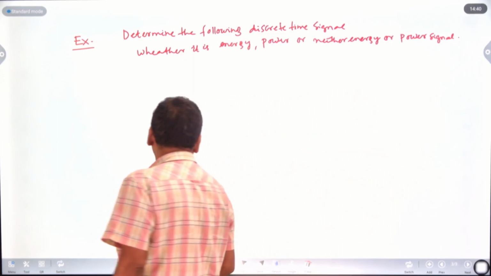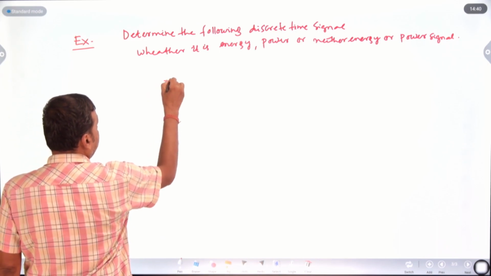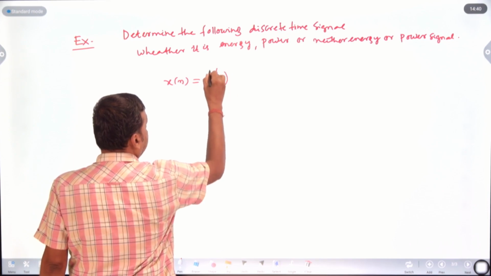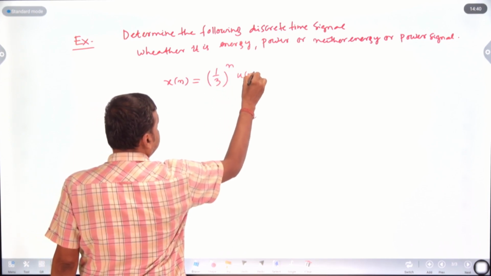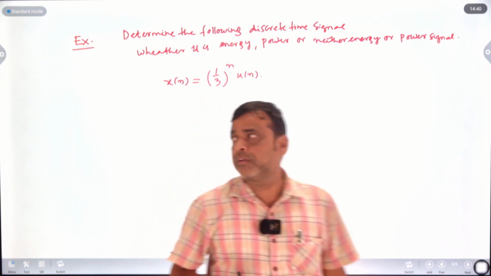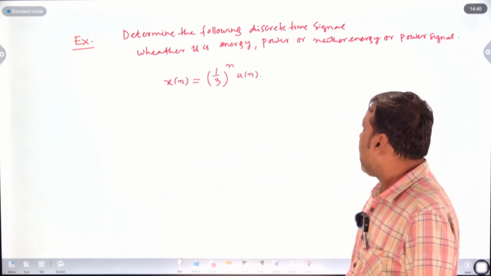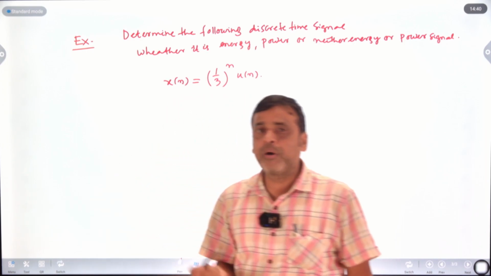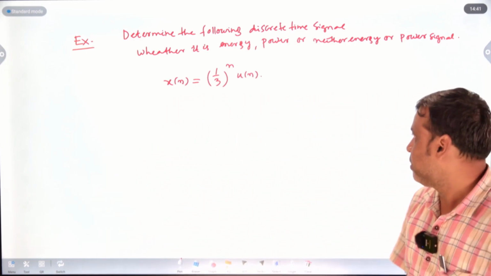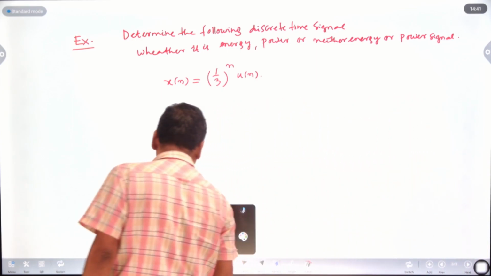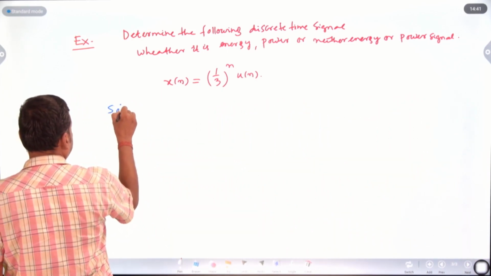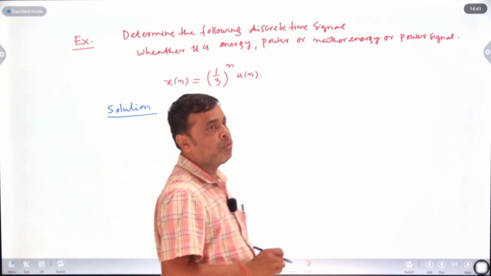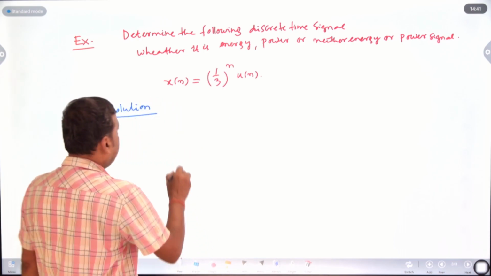Okay. So now the question is: given x of n equal to (1/3) to the power n u of n, we are going to calculate the discrete signal. We have to evaluate whether the discrete signal is an energy signal, a power signal, or neither energy nor power signal. Solution. So x of n equal to (1/3) to the power n u of n. First of all, we have to determine the energy signal.